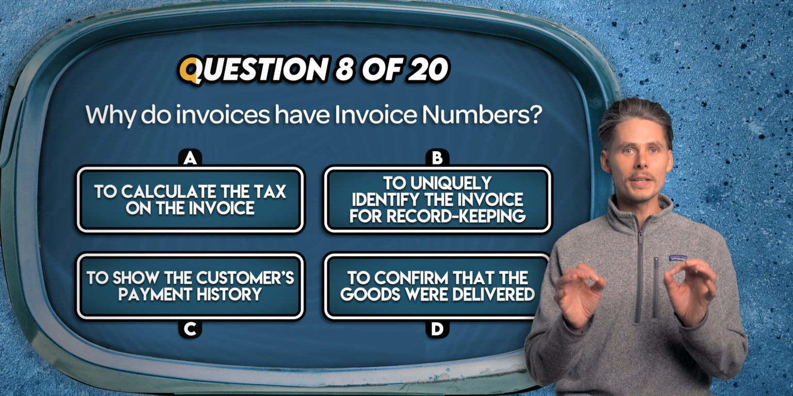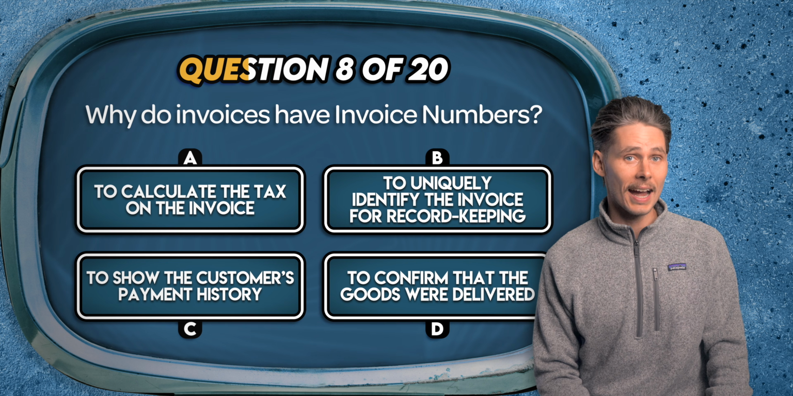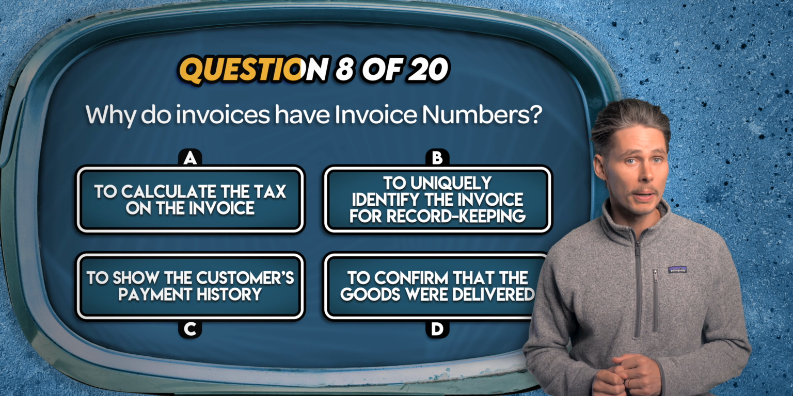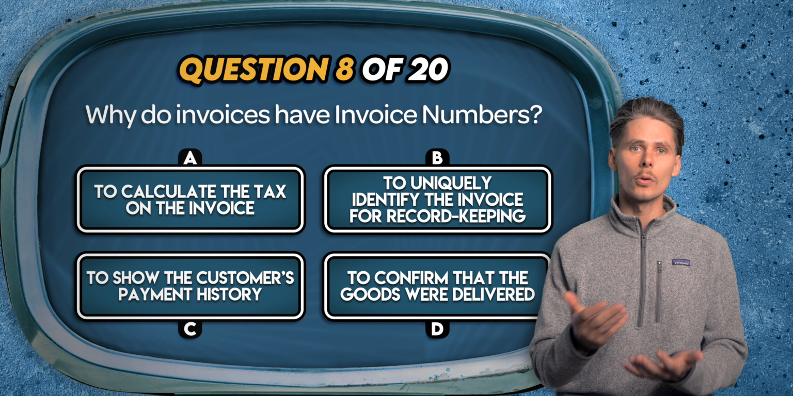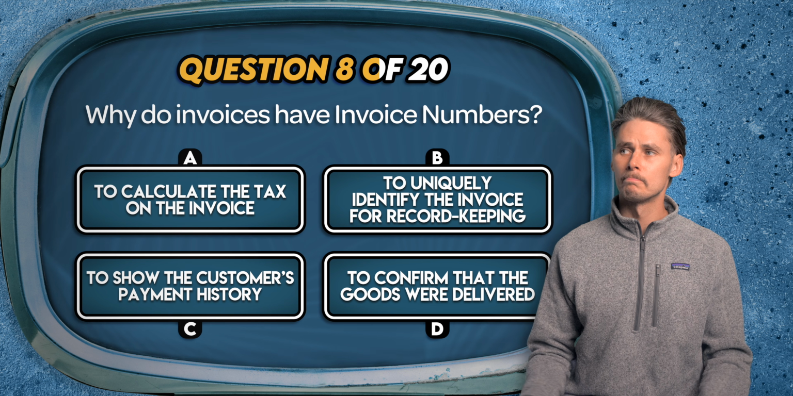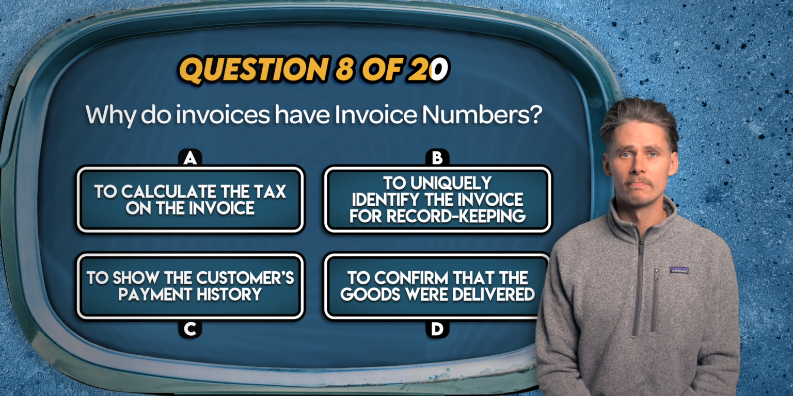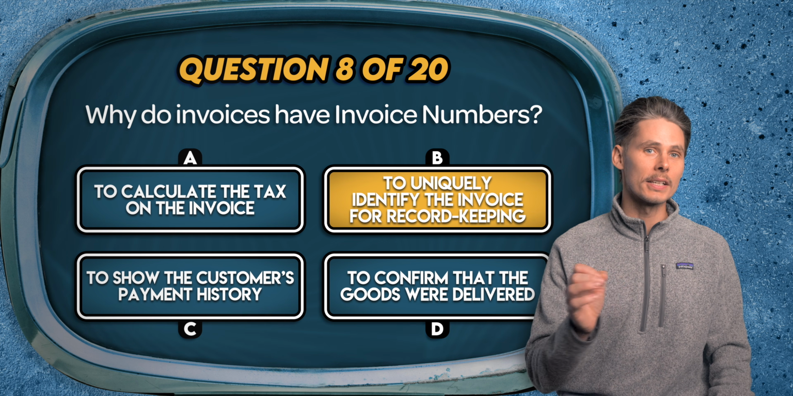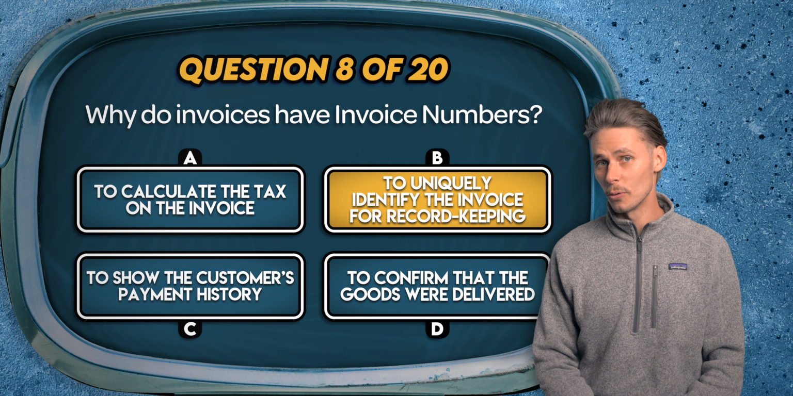Question 8. Why do invoices have invoice numbers? Is it to calculate the tax on the invoice, to uniquely identify the invoice for record keeping, to show the customer's payment history, or to confirm that the goods were delivered? It's B. An invoice number uniquely identifies an invoice, so it can be tracked and referenced in accounting records.